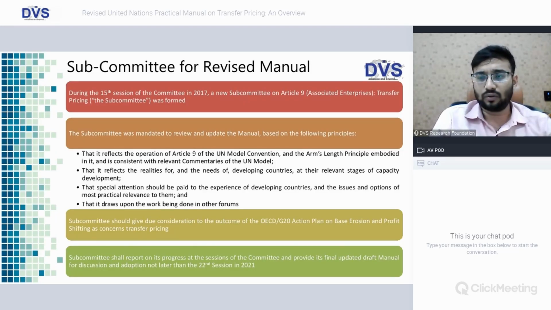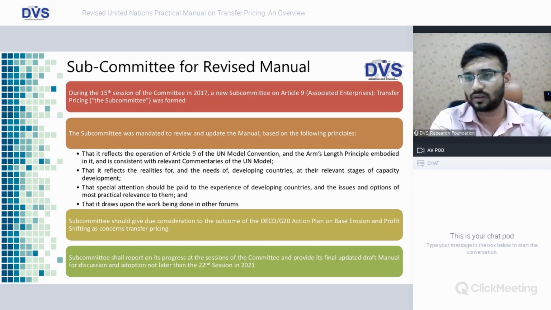Subcommittee for the revised manual. So what happened for this revision? That is the third revision which is going on. For that, during the 15th session of the committee in 2007, a new subcommittee on Article 9, which relates to associated enterprises, transfer pricing, was formed. This would be regarded as the subcommittee. The subcommittee was mandated to review and update the manual based on the following principles. So these were the parameters given to the subcommittee.